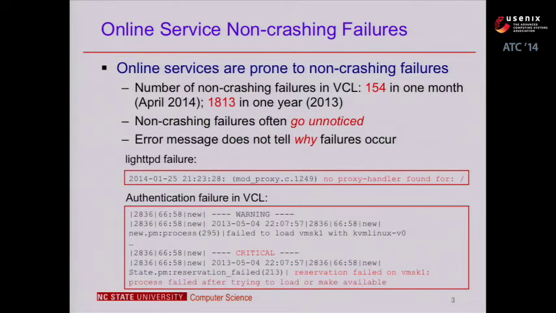As we all know, online services are expected to work 24/7. However, online services are very prone to failure, especially non-crashing failures. This is some statistics from the system I have. You can see in one month it had 154 failures, and last year we had more than 1,800 failures. Non-crashing failures usually go unnoticed because they don't crash the system. Also, even though sometimes they generate some console log messages, the messages don't explain why the failure happened. I'm showing here two examples.